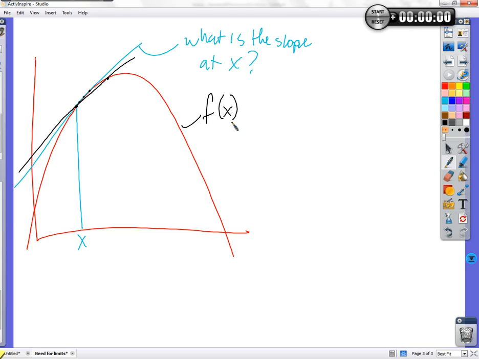So what we're going to do is pick two points. There's, say, point one, and we'll call this point two, and we'll imagine what point two is doing. We'll move point two closer and closer and closer. We're going to describe point one and point two in general. Point one is at what? X. X right there, right? That's that X.